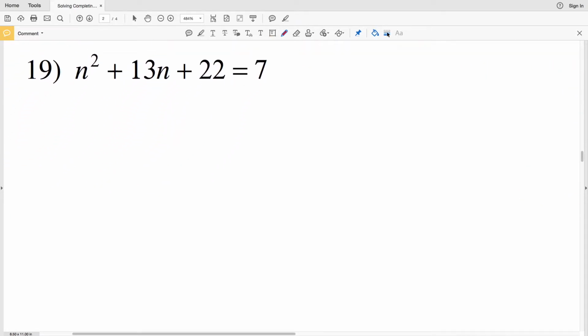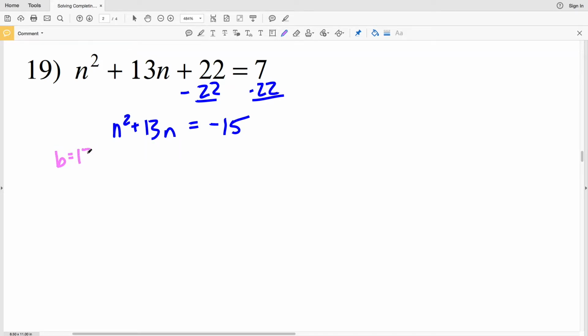In number 19, my a value is a positive 1, so I'm not going to need to divide. However, I need to move this constant of 22 to the other side of the equation, and I'll do so by subtracting 22. So I'll have n squared plus 13n equal to 7 minus 22, which is a negative 15. Now I'll complete the square on my left-hand side.